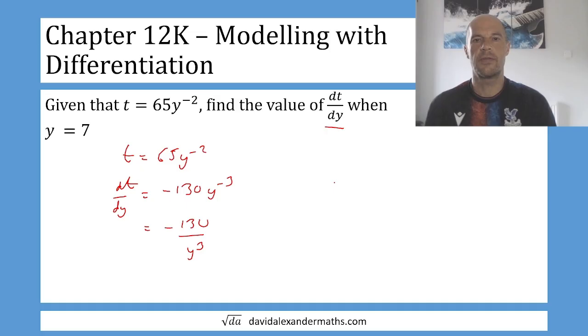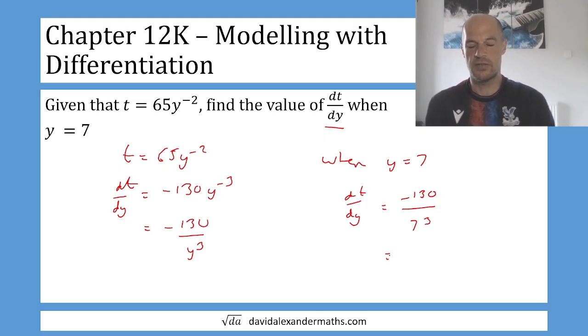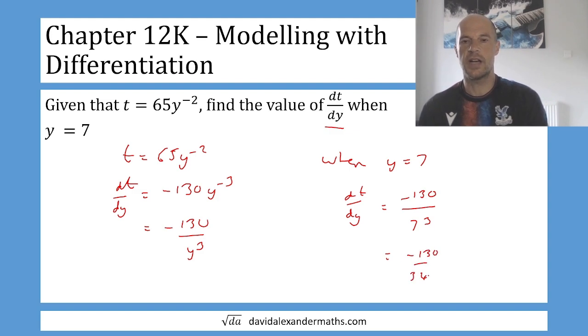Okay, so therefore when y is 7, dt by dy is simply negative 130 over 7 cubed, and that's all. We just need to put that into our calculator. Minus 130 divided by 7 cubed is minus 130 over 343, or minus 0.379 to 3 decimal places.